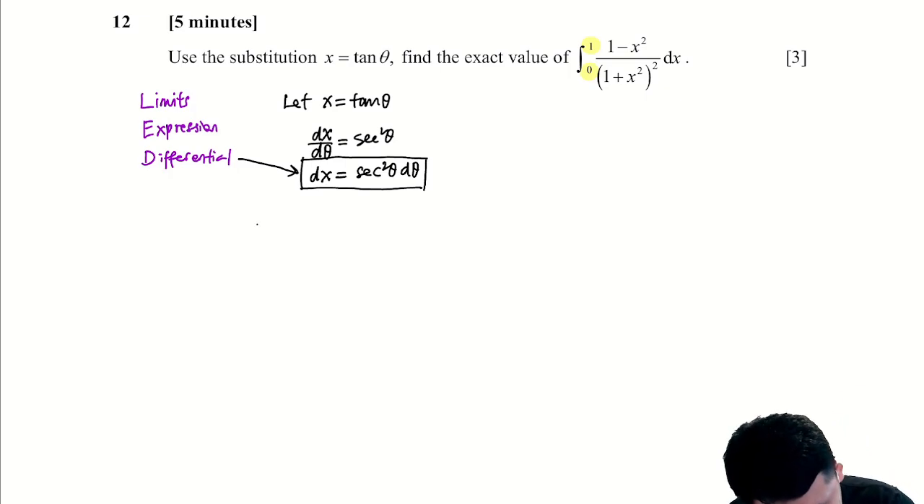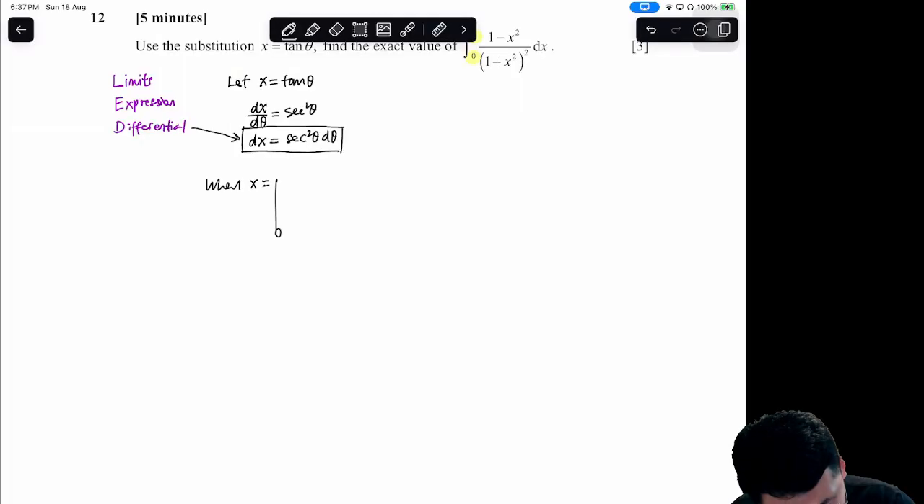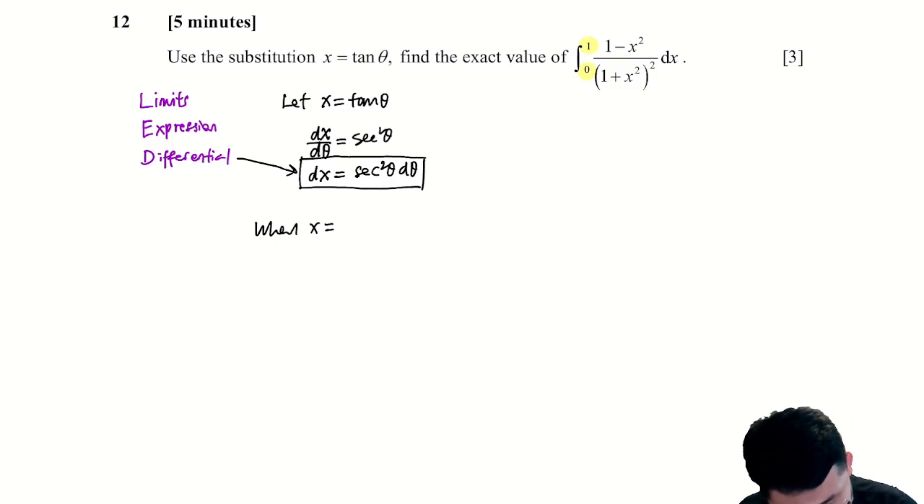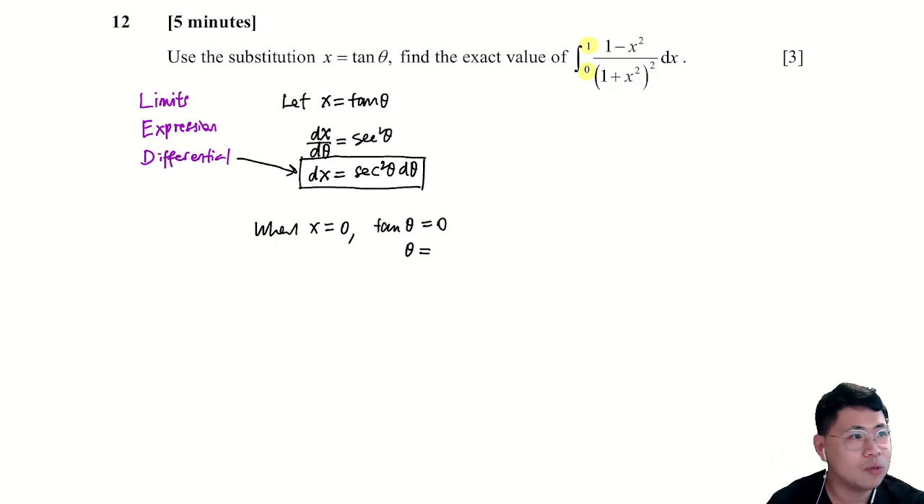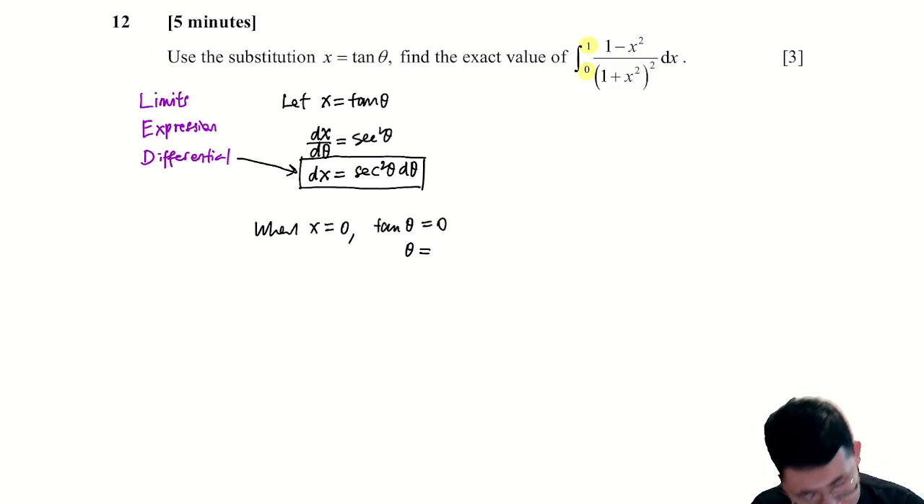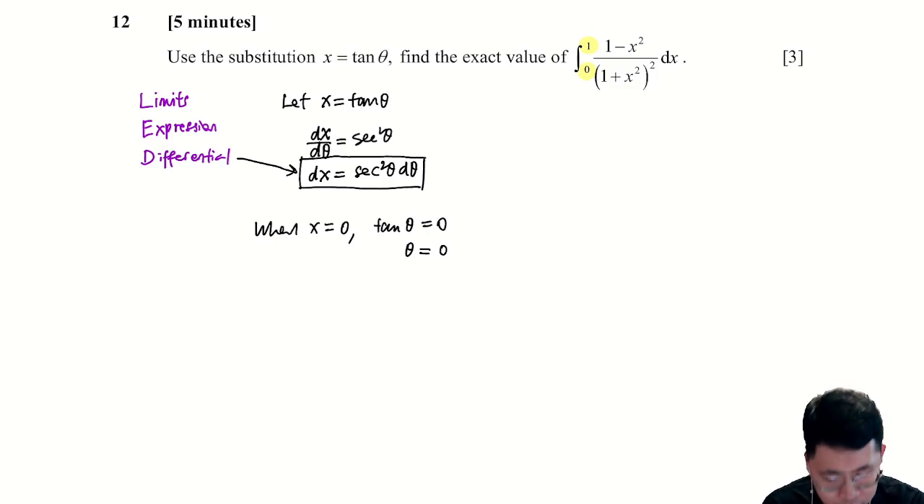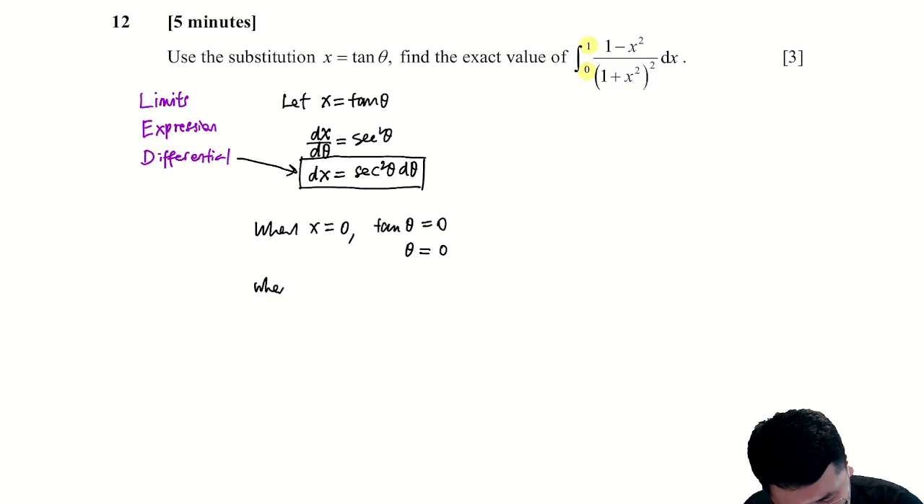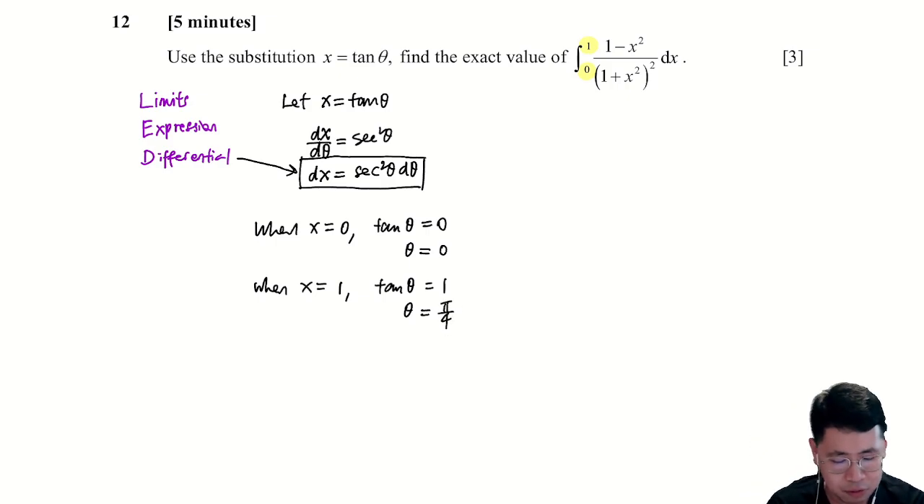Okay, so when x is equal to 0, tangent theta is equal to 0, so making use of inverse tangent, theta would be equal to 0. Then when x is equal to 1, tangent theta is equal to 1, so theta will be equal to 45 degrees, so it will be pi over 4 radians. These are the things that we'll need to set up before we integrate.